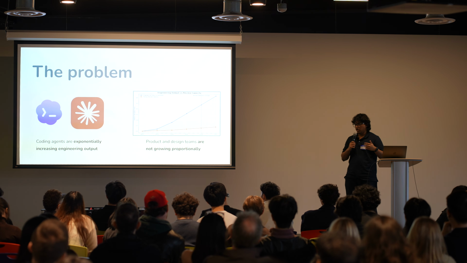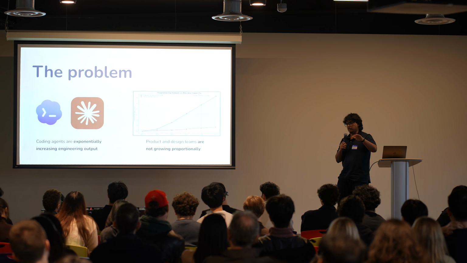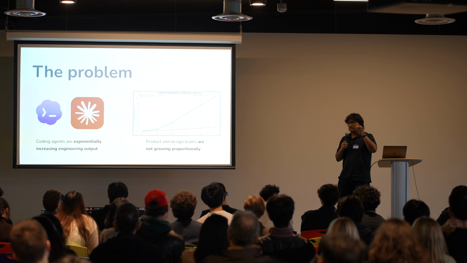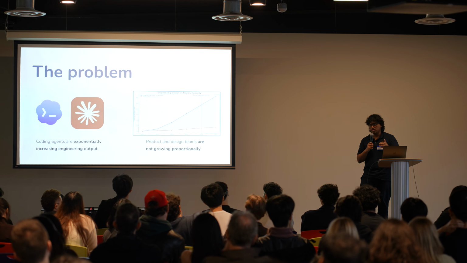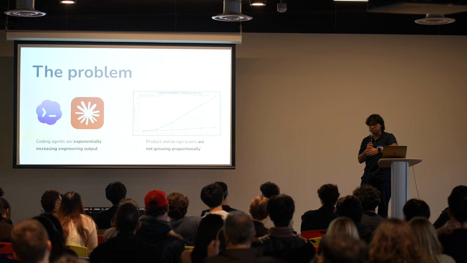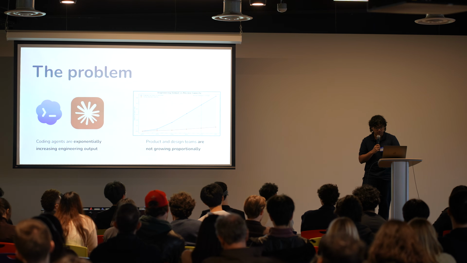And another problem, well, a good thing, but also a problem, is coding agents are exponentially increasing engineering output, but product and design teams are not growing proportionally. So that leads to a review bottleneck where all of this amazing work is being done, but there's no human to review, and there's no platform to do that review through.